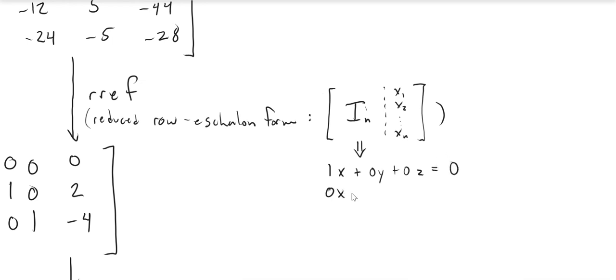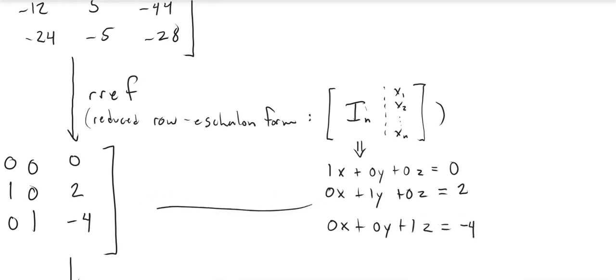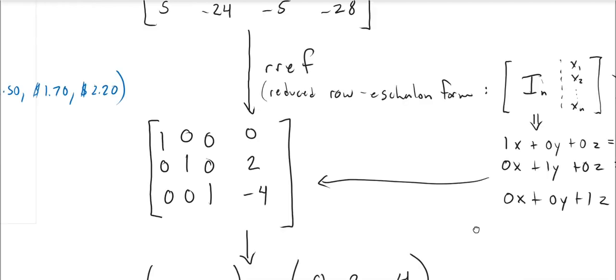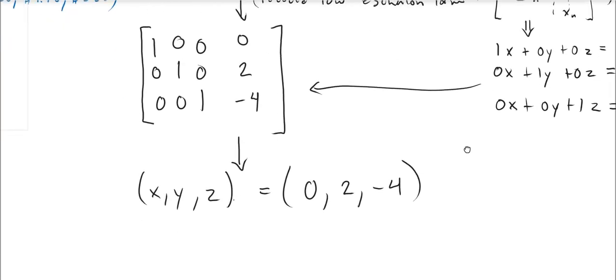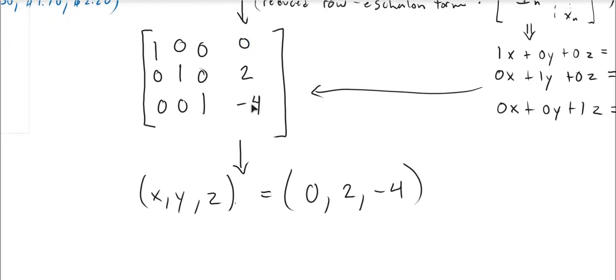Or 0x's plus 1y plus no z's was equal to 2. And 0x's plus 0y's plus 1z is equal to minus 4. That's our matrix here. So we want to see that this is really just x equals 0, y equals 2, and z equals minus 4. Because from our reduced row echelon form, we can just immediately read off our answers 0, 2, and minus 4.